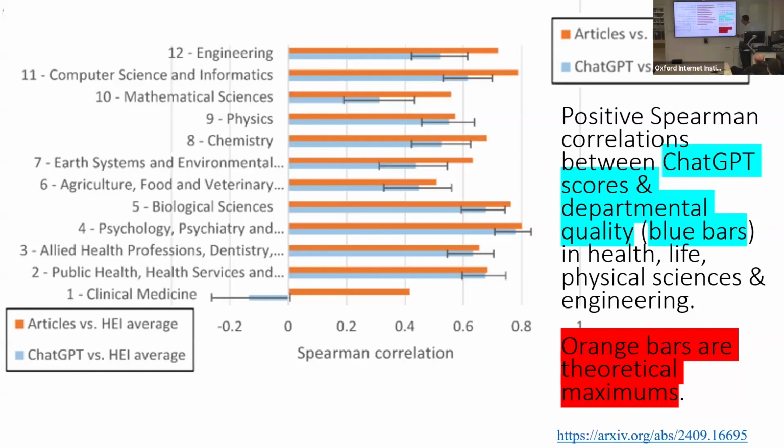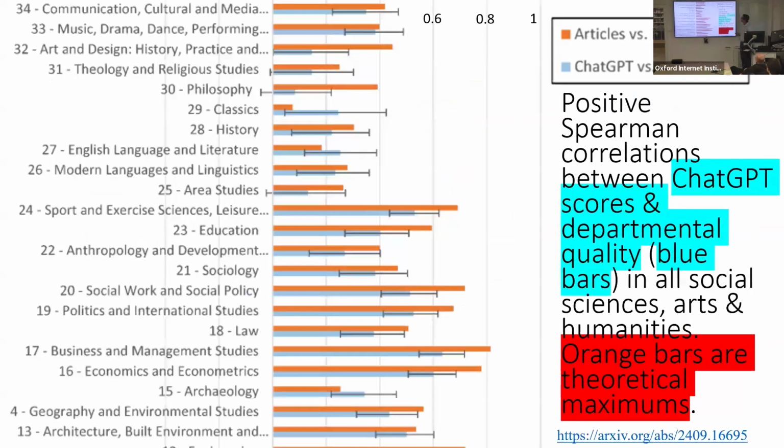And do you think it's better or worse in the social sciences and humanities? Better. Better, yeah. Better, okay. So yeah, the scale's a bit different, up to 0.6. So it's not so good in the humanities, but it's maybe a bit better in the social sciences. But in all of the humanities and social sciences, ChatGPT has some ability to detect the quality of the articles from just the title and abstract.